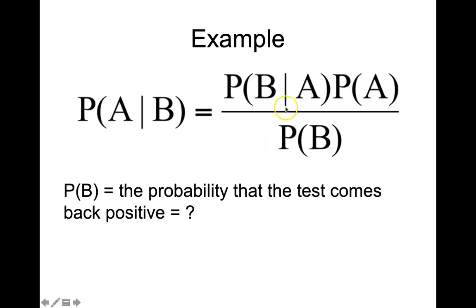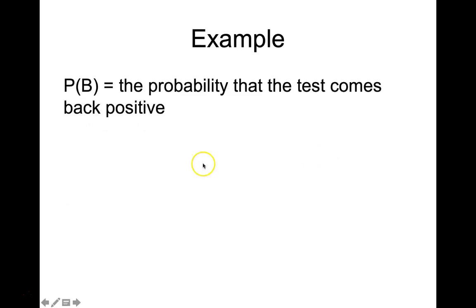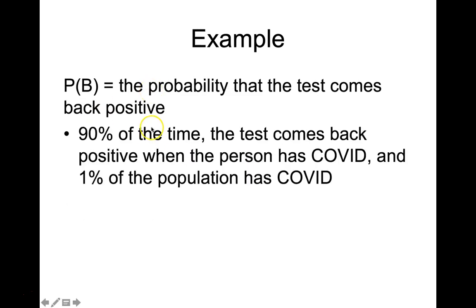And our probability of B in this equation is, what is the probability that the test comes back positive? This requires some further calculations, because the test will come back positive sometimes when a person takes the test who has COVID-19, but occasionally the test will come back positive for a person who does not have COVID-19. So what is the overall probability if you give a test that the test is going to come back positive, whether or not the person has COVID-19? To figure that out, we have to go a little bit more in depth.